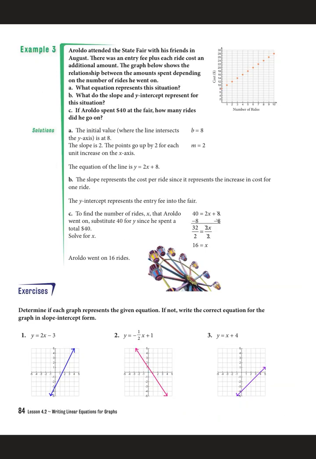On this page, it's giving you another example. It says Geraldo attended the state fair with his friends in August. There was an entry fee, plus each ride cost an additional amount. The graph shows the relationship between the amount spent and the number of rides he went on. So it's just kind of a different situation. The one thing about this example is if you look at this one compared to the other one, there's no line that connects those dots because this is a discrete situation and it's not continuous.